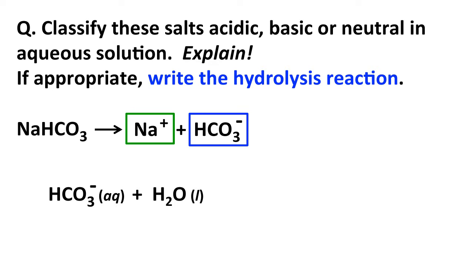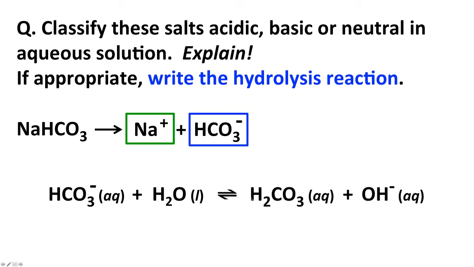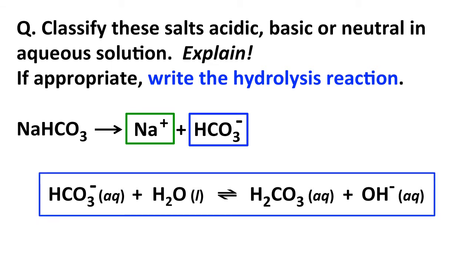A bicarbonate ion is a conjugate base of a weak acid. Therefore, at least partially, what it can do with water is gain a hydrogen from the water, making the carbonic acid, splitting the water into an H plus that adds on to the HCO3 minus to make H2CO3, and then OH minus makes our solution basic. So that is the hydrolysis reaction showing the basic character of this solution, which is due to the bicarbonate ion being a weak base, conjugate of the acid H2CO3.